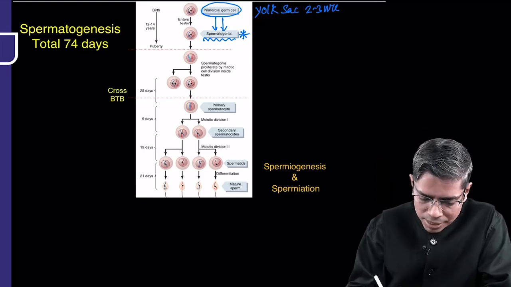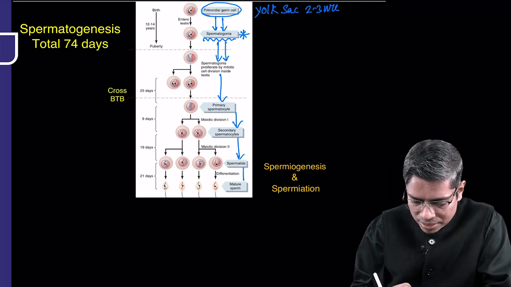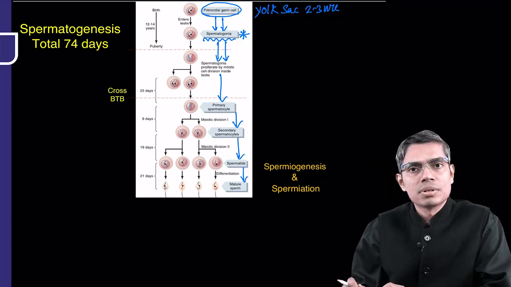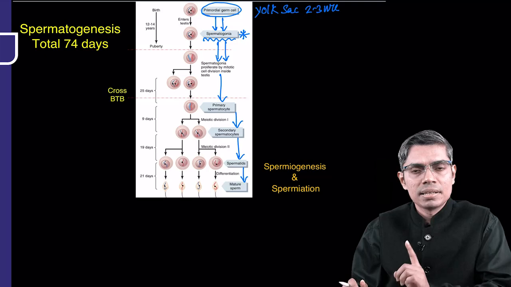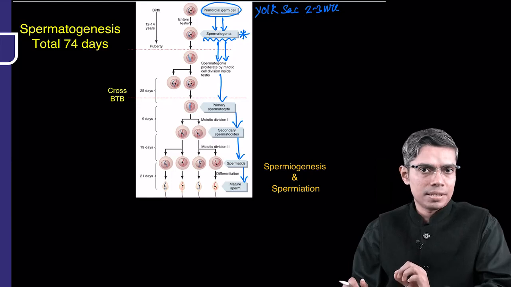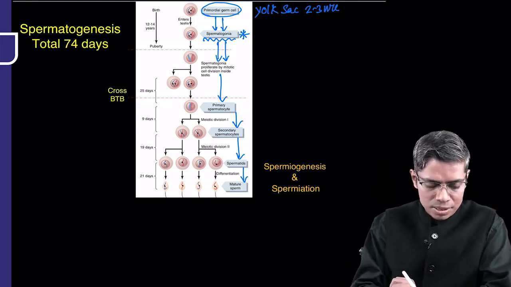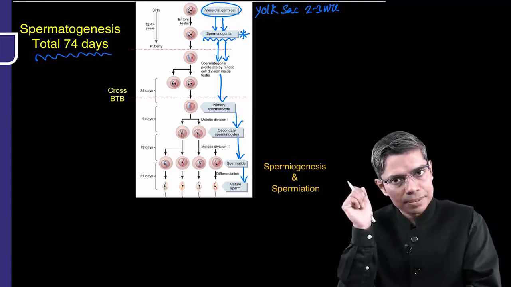Then this spermatogonia, now it is ready for division. First it will form the primary spermatocyte, then secondary spermatocyte, then spermatid, and then it is forming the mature sperm. By this process, one spermatogonia cell is giving rise to on an average 16 sperm cells. Now this whole process requires a total of 74 days, right?